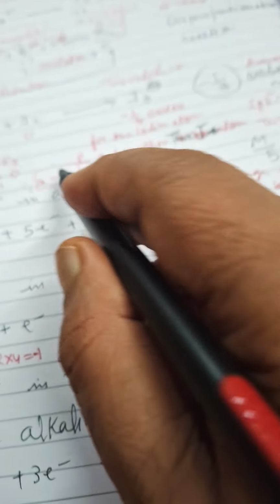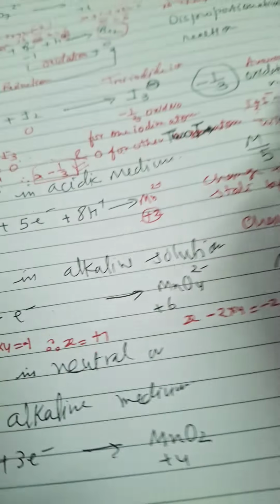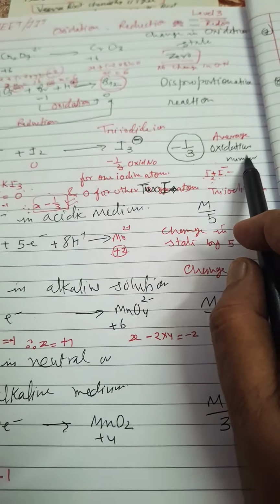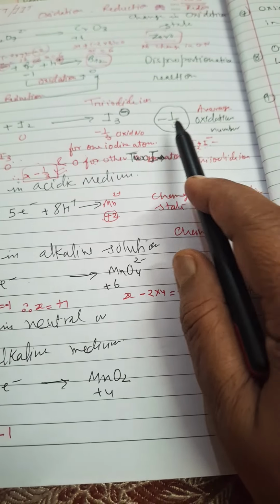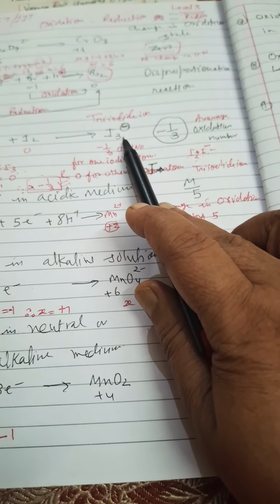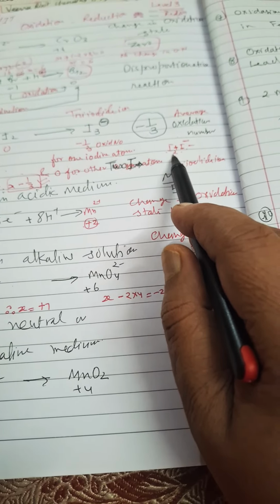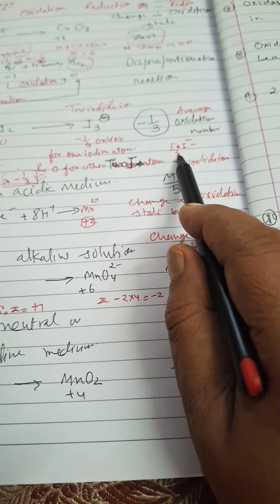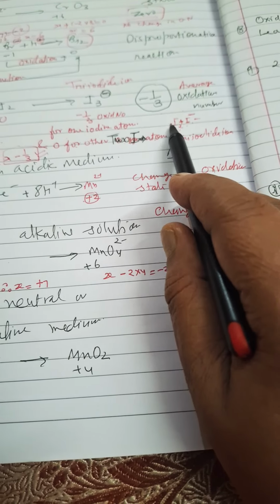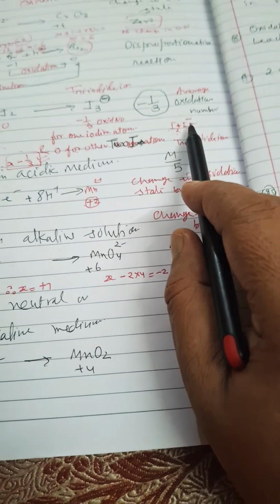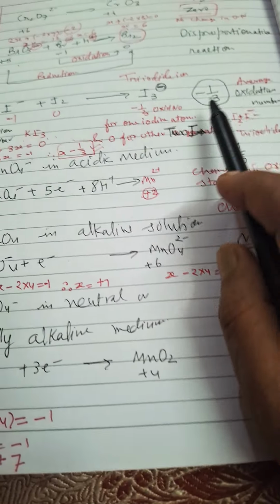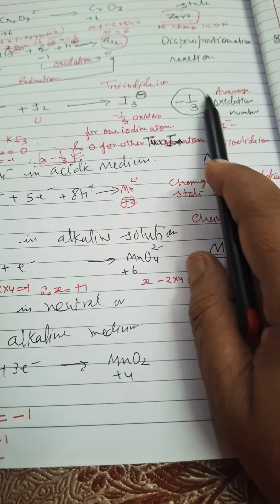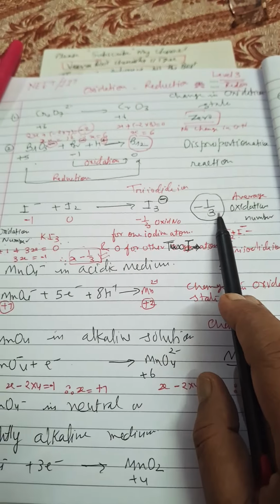So we will see that it is -1/3, but electron transfer cannot take place in fractions. That is why we say it is an average oxidation number, because it is composed of 3 iodine atoms. 2 iodine atoms are in 0 oxidation state, and 1 iodine is having a negative charge. Clear to you? So no need to worry. You learn like this only. This comes in the match the correct ones.